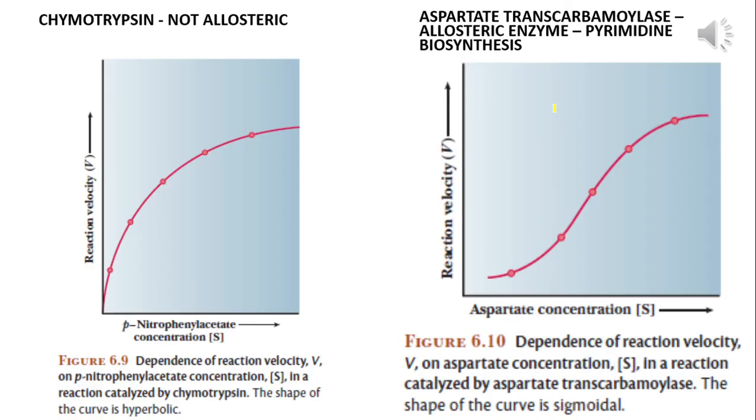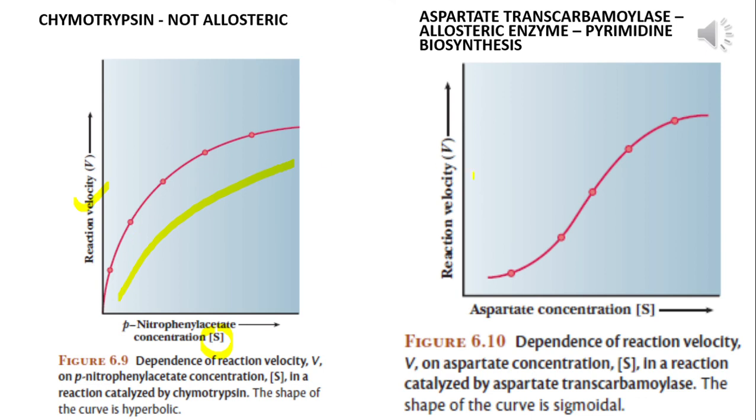How do we identify whether an enzyme is allosteric or not? From the MM plot, from a plot of substrate concentration on the x-axis versus reaction velocity on the y-axis. Can you see the shape of the plot? First one is chymotrypsin. It is not allosteric. It is a typical rectangular hyperbola, a typical Michaelis-Menten plot.